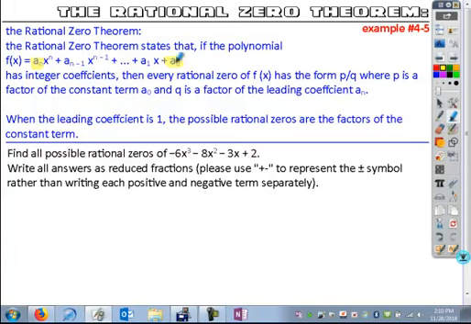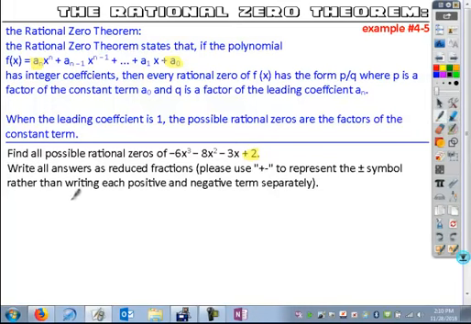So that's what this P over Q means. P is a factor of your constant. Q is a factor of your leading coefficient. So what that means is when you look at this example problem here, the possible rational zeros that you would test in that scenario of using the remainder theorem and testing for factors is you take all possible factors of this number.